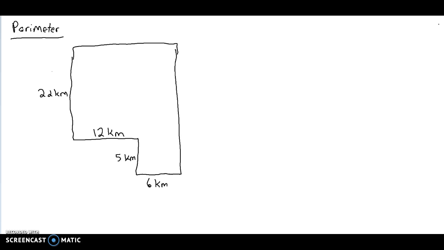Now you notice two of the sides are not given, but if we think about it, we can find them quite easily. If you look at this top side here that's blank, we need to know how long it is all the way across. Well, if you look at the opposite side, we have a piece that's 12 kilometers, and then it goes straight down for a moment and then continues over at 6 kilometers.